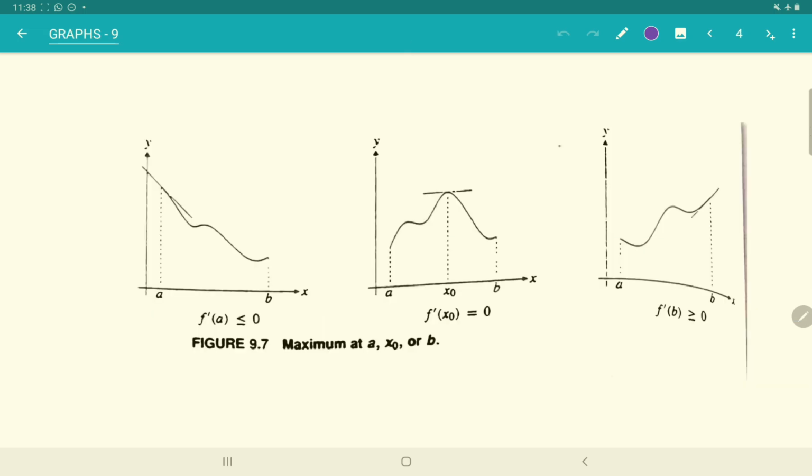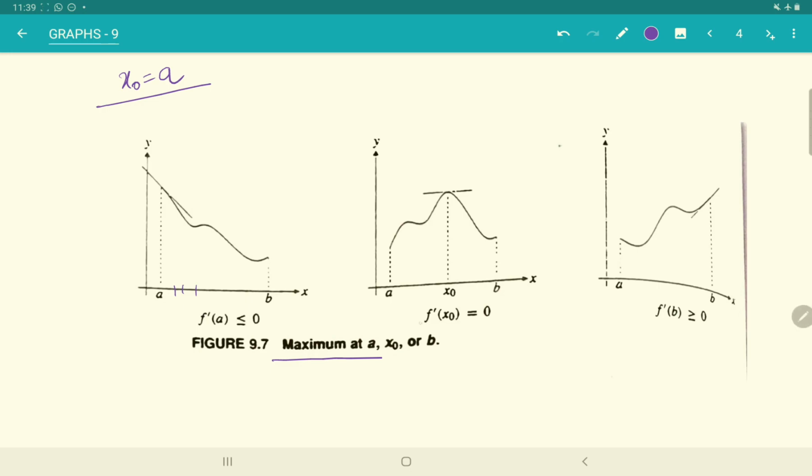Here we can see that first we think of maximum at a. As I said, if x naught is equal to a, then f prime a just cannot be positive, and you can see here that it is not positive, because if it is positive, then there would be points to the right of a like this where f has a higher value than at a, and that's not possible because the maximum is at a. The maximum is at x naught and x naught is equal to a.